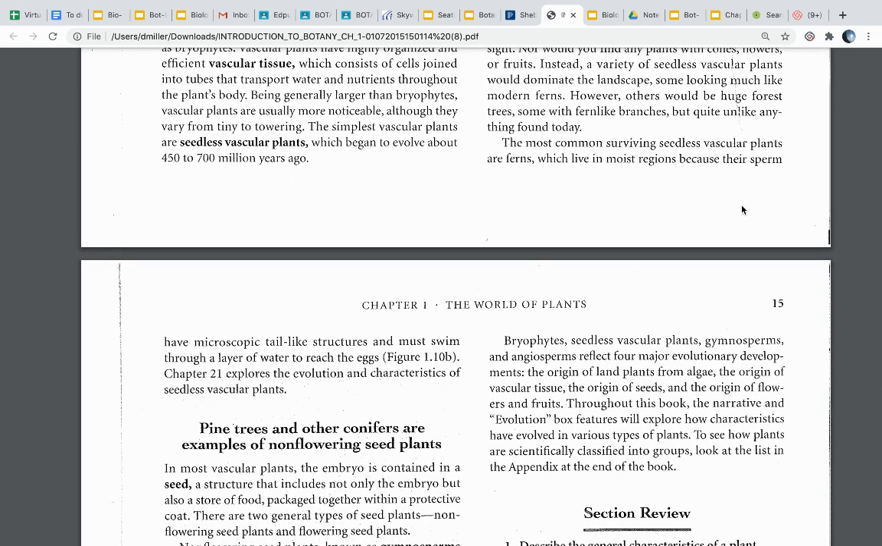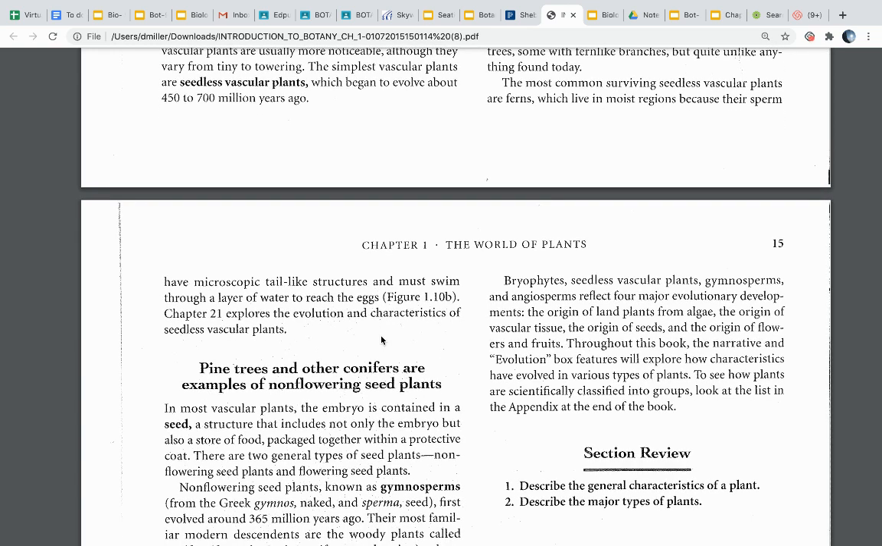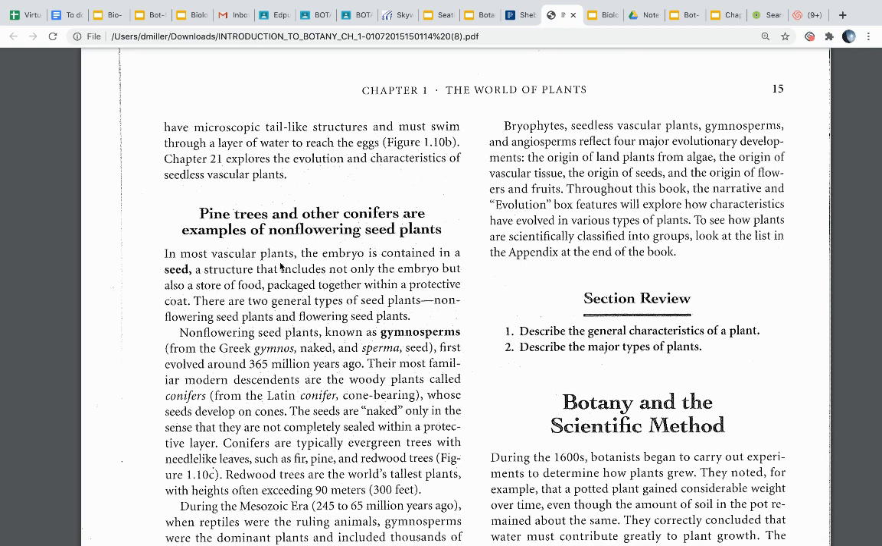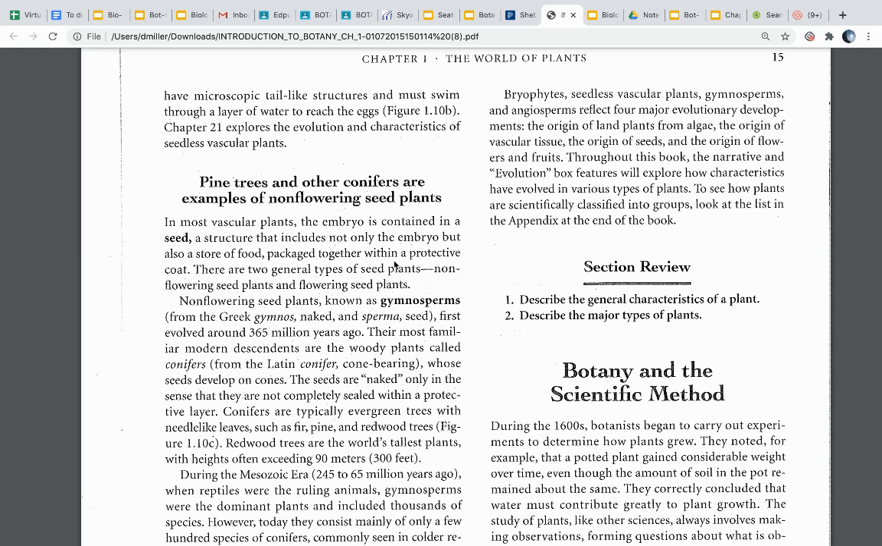The most common surviving seedless vascular plants are ferns, which live in moist regions because their sperm have microscopic tail-like structures and must swim through a layer of water to reach the eggs. Figure 1.10b. Chapter 21 explores the evolution and characteristics of seedless vascular plants. Pine trees and other conifers are examples of non-flowering seed plants. In most vascular plants, the embryo is contained in a seed, a structure that includes not only the embryo, but also a store of food, packaged together within a protective coat.